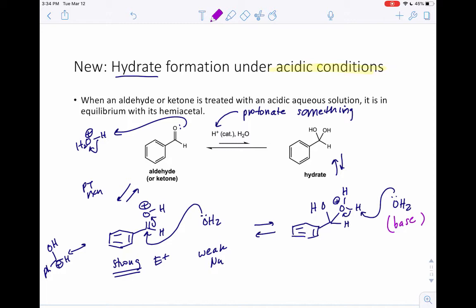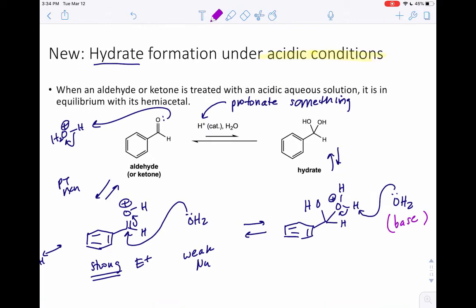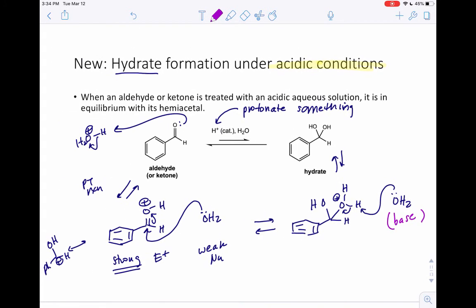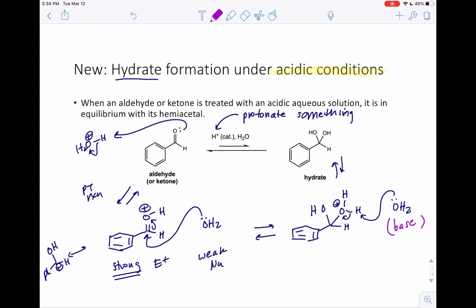All right, if you can't really reason through it the way that I just did, or you need another way to look at this, proposing this mechanism, look at what bonds are made, right? You know that you have to make this C-O bond, and that's going to come from water. You know you have to protonate the second alcohol, and that's going to come from the acid source. So you can reason your way through this.